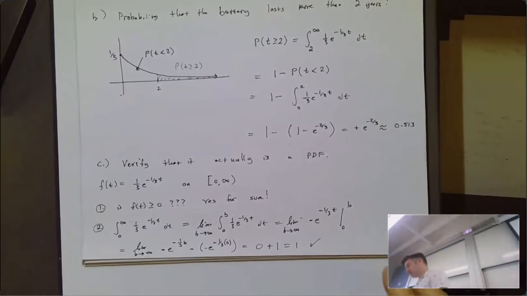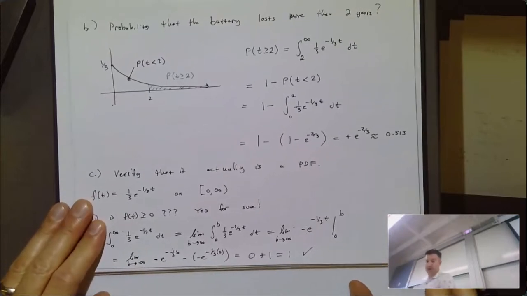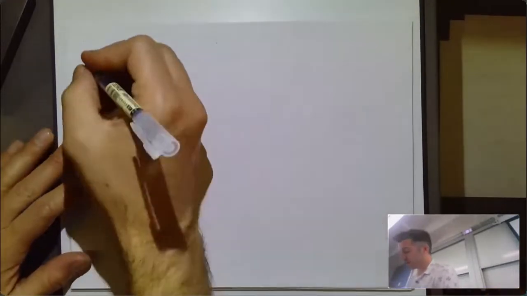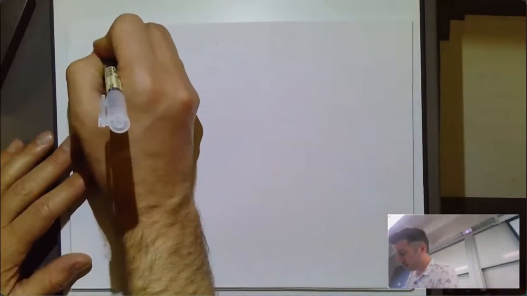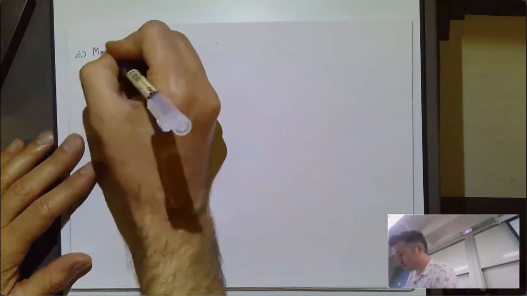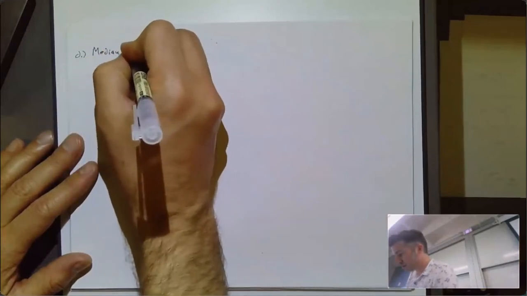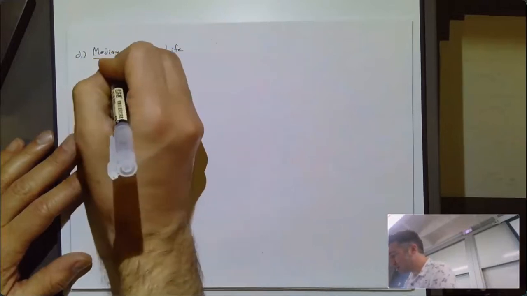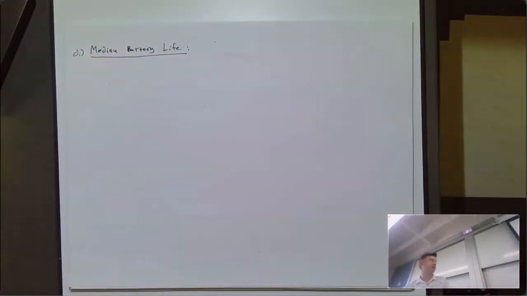Okay, let's answer the other types of questions. And now here's where things are going to get a little bit interesting. Let's find the median battery life. And just to remind you what median means, the median battery life means half of the batteries will live less than this long, half the batteries will live longer than this long, different than the average.